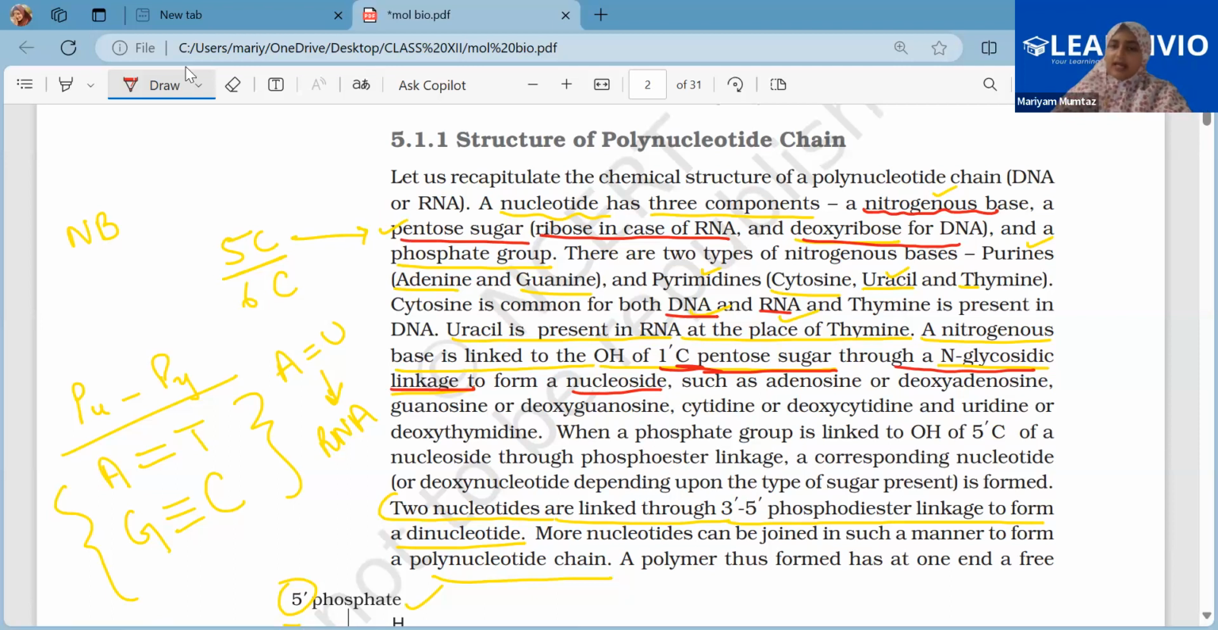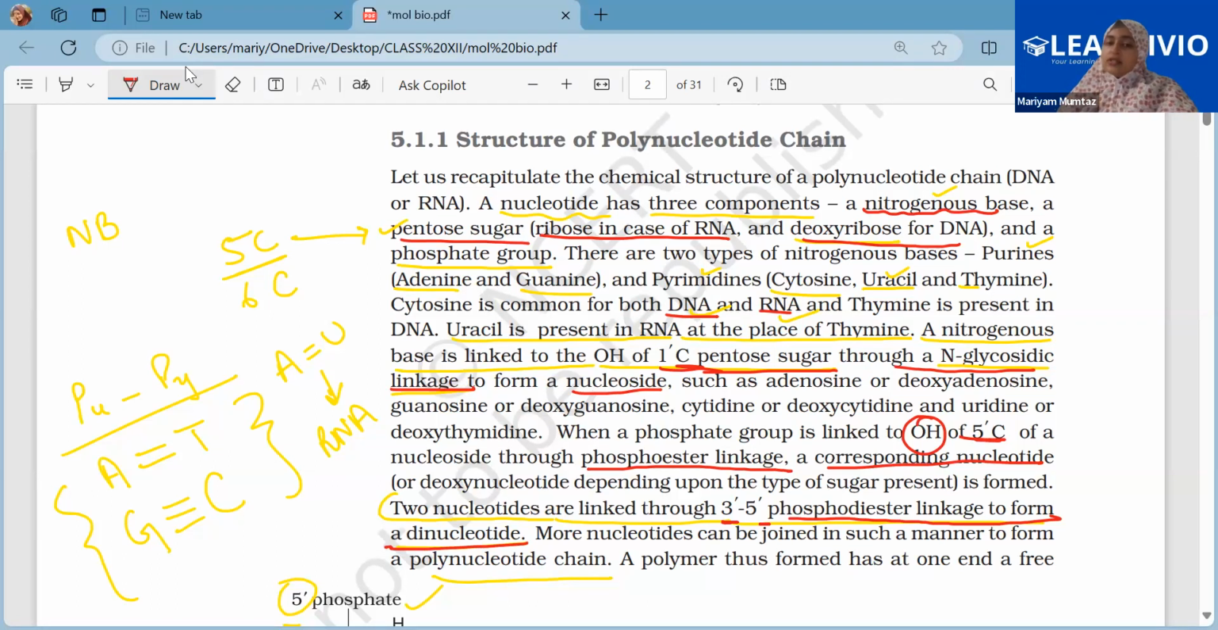Now, apart from that, when a phosphate group is linked to the nucleoside, at what position? At the hydroxyl of the fifth carbon of the nucleoside. Now, which bond? Phosphoester linkage. A corresponding nucleotide is formed. Two nucleotides are linked together through a 3' and 5' phosphodiester linkage to form a dinucleotide.